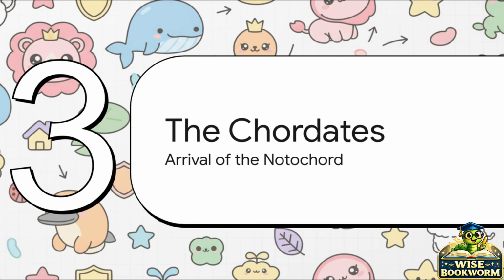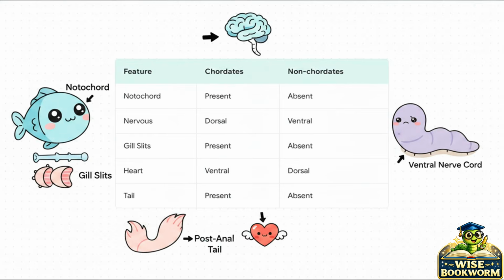Section 4. Introducing the chordates. So, the leap from non-chordates to chordates brings some massive structural upgrades. The real defining feature here is the notochord, which comes accompanied by paired gill slits. Also, notice the total inversion of the nervous system. In non-chordates, it's solid and ventral, right? But in chordates, it flips to become dorsal, single, and hollow. The heart moves to the ventral side, and we see the debut of a brand new, game-changing feature, the postanal tail.